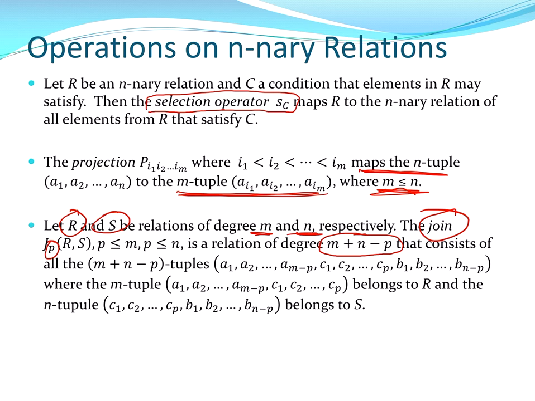And so if R consists of the fields A1 through AM minus P and C1 through CP, and S consists of C1 through CP and B1 through BN minus P, then the join will have these elements combined. All right, we'll take a look at an example of projection next.